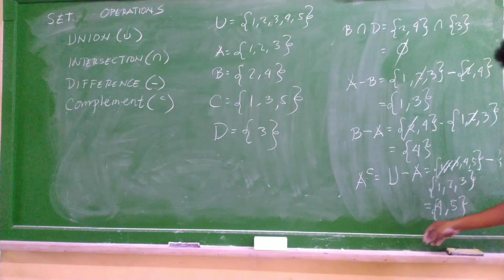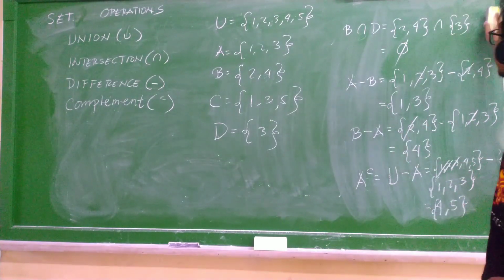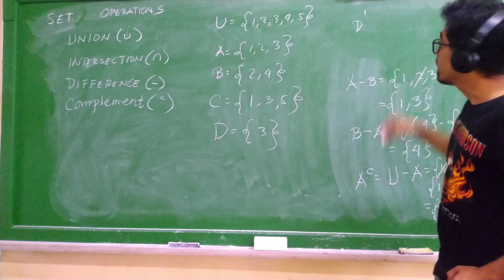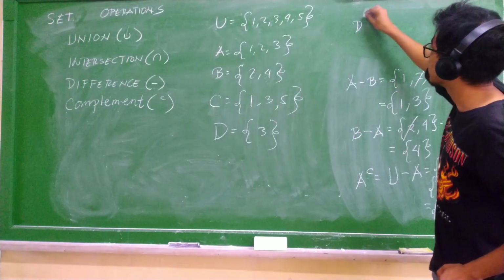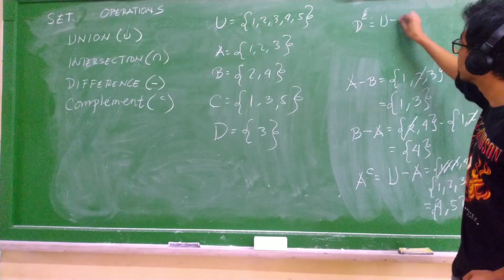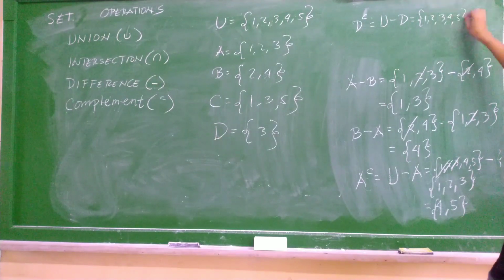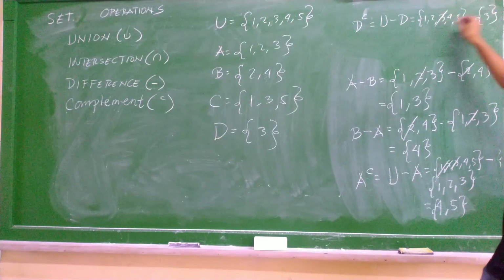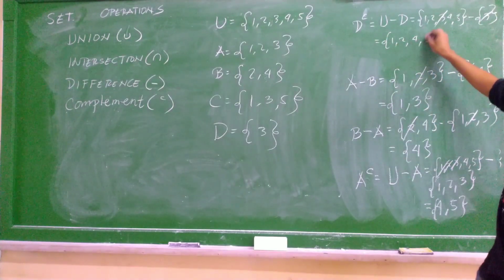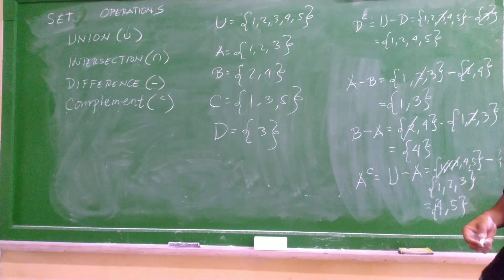Okay. So what about D complement? For complement, we can use prime, but let's just say we use C here. D complement, so that is U minus D. It is {1, 2, 3, 4, 5} minus {3}. So if we remove 3, what's left? {1, 2, 4, 5}. So those are the four basic set operations.